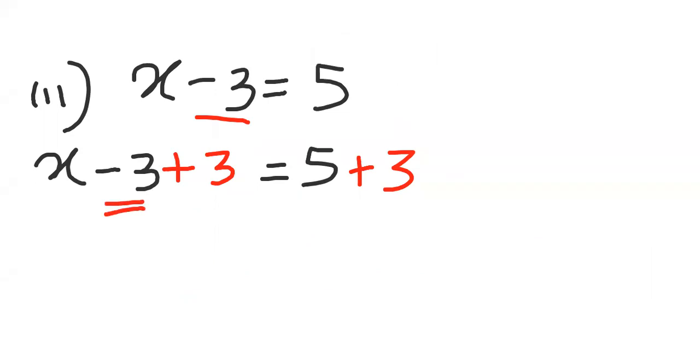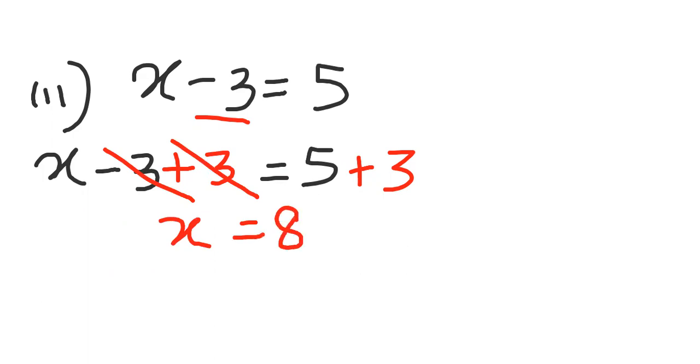Because it's negative, you add it. Earlier, it was positive, we subtracted it. Can you understand? Now you can cancel. Minus 3 and plus 3 cancel. X is alone. Answer is 8. So if you substitute 8 here, 8 minus 3 is 5. So the value is correct.